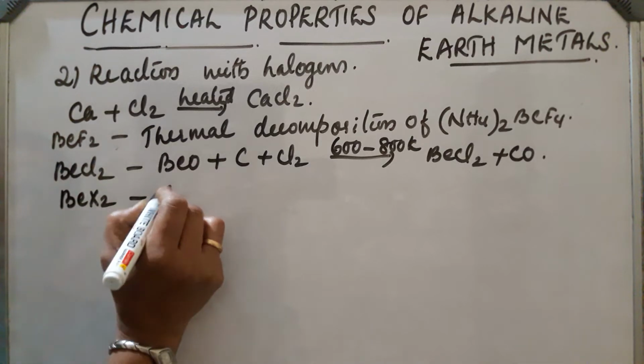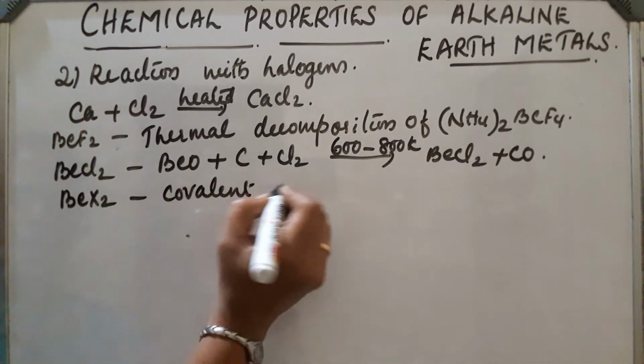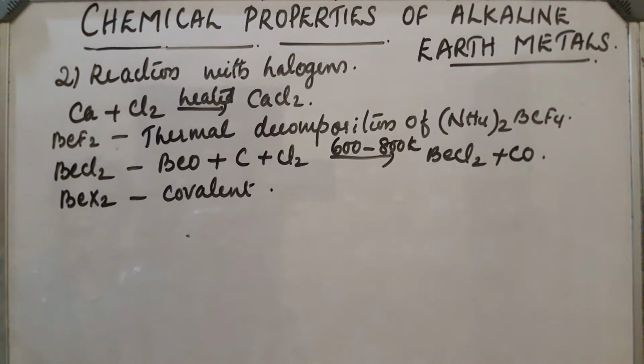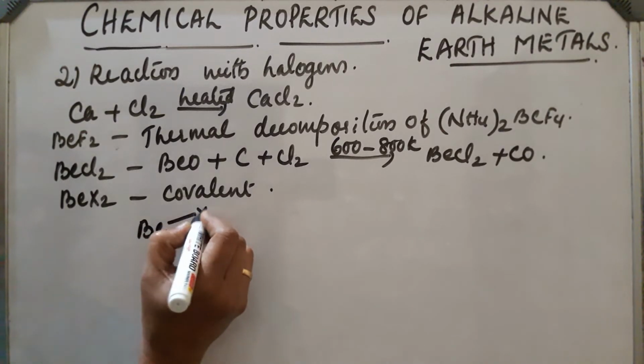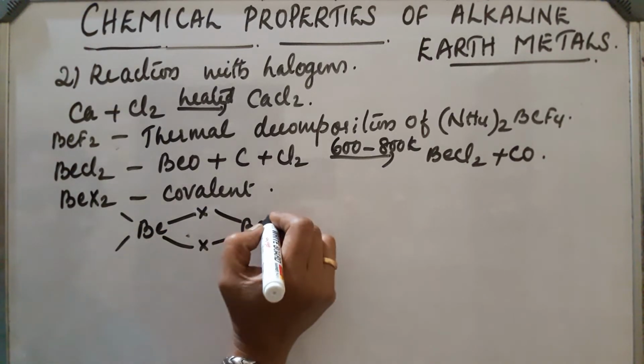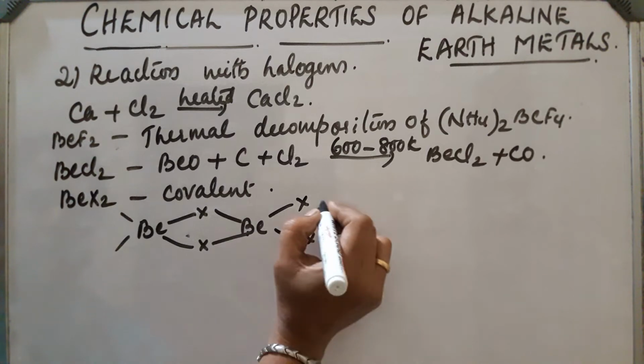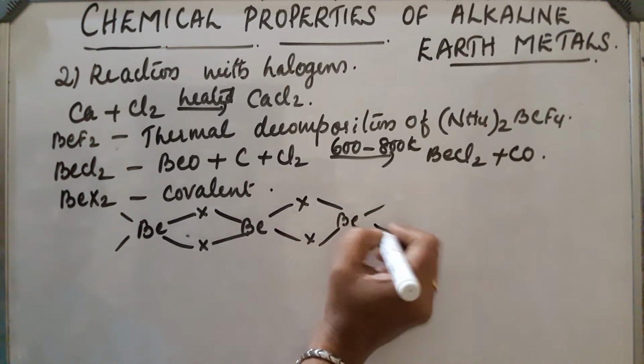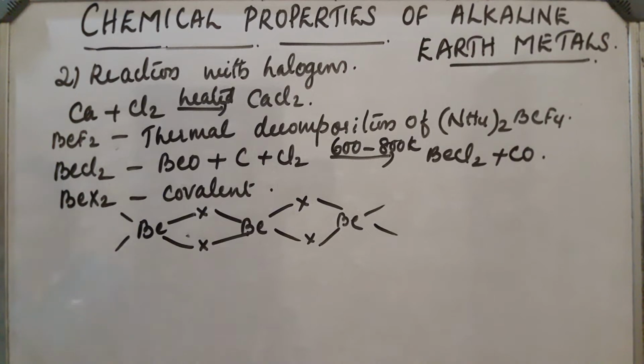Beryllium halides are covalent in nature because of the smaller size of beryllium and its high polarizing power, and it forms chains like this, X2Be, X2, like that it forms a chain. Other halides are ionic in nature. Next, reaction with hydrogen.